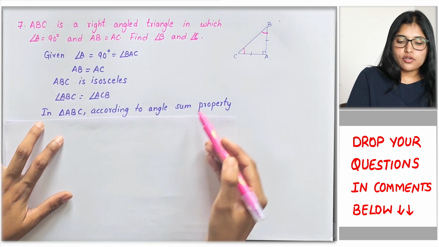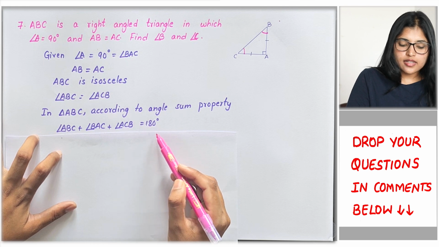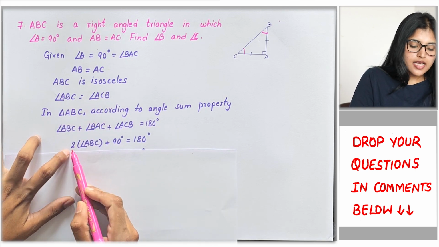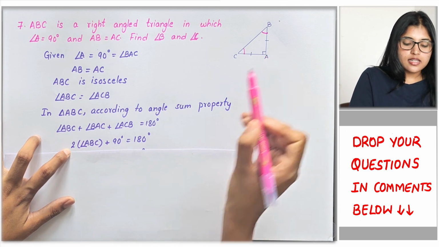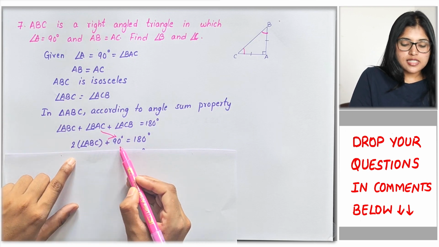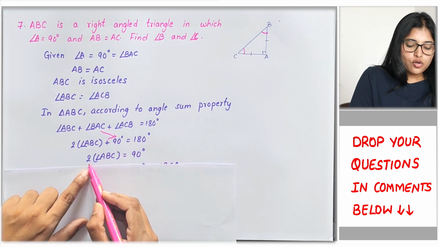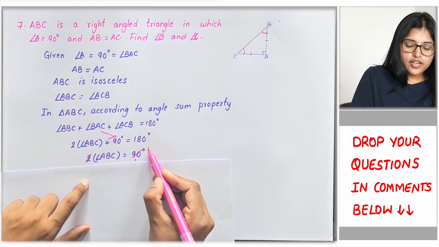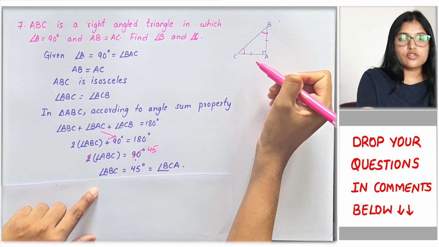Applying the angle sum property to the whole triangle, I can write ABC plus BAC plus ACB equals 180 degrees. Now ABC equals ACB itself, so I can substitute this and write 2 into angle ABC plus 90 degrees equals 180 degrees, since I know angle BAC is 90 degrees. Now sending this 90 to the other side, 2 into angle ABC becomes 90 degrees, and 2 45s are 90. So angle ABC becomes 45 degrees, which is also equal to angle BCA.